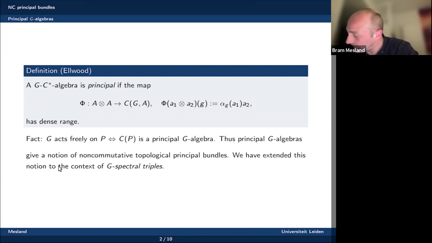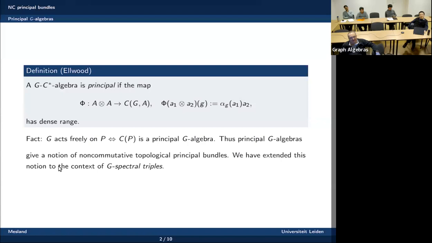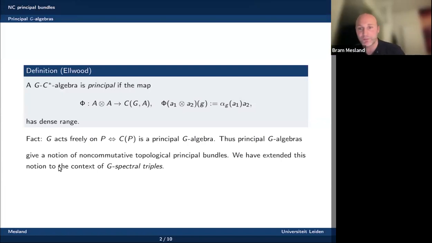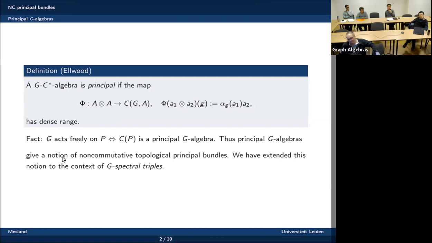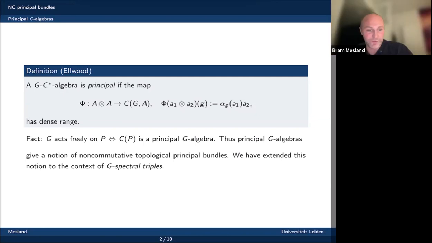So if C(P) is a principal G-C-star algebra, then the action of G is free. But yeah, G is compact, right? Yeah, G is compact, so there are no complications with properness. And so the only issue to have a principal bundle is the freeness. And so this gives us a notion of topological principal bundles.